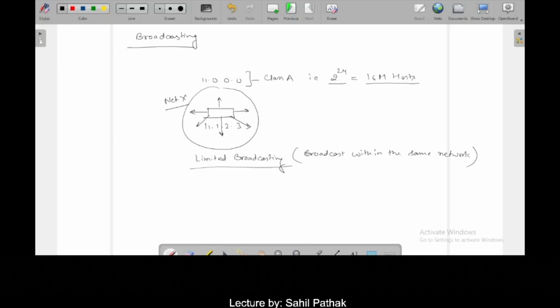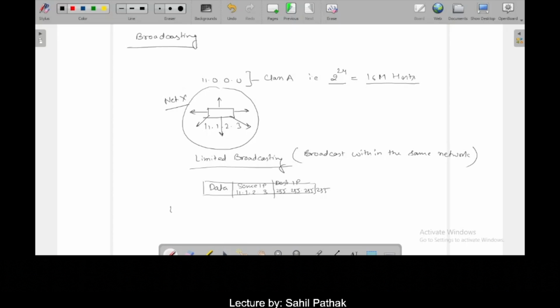In this case, we have the data, and the source IP address is nothing but 11.1.2.3, and in the destination IP address, what will go is all ones: 255.255.255.255. Okay, so this is the structure of the packet for limited broadcasting.